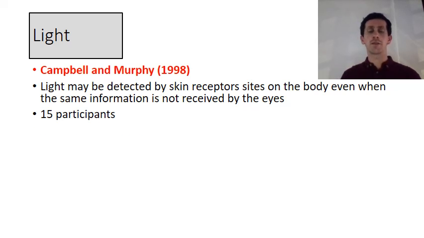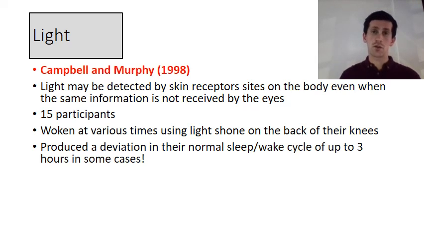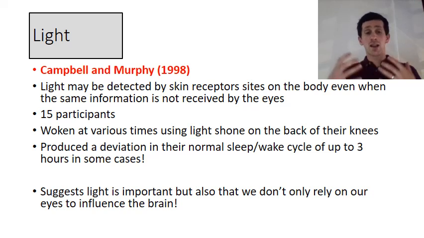So what they did was they got 15 participants and they woke them at various times in the night using light shone on the back of their knees. Okay, so no light was coming through the optical nerve, just light on the back of their knees. And what they found was that this deviated the subjects' normal sleep-wake cycles. Okay, 3 hours it changed it in some cases. So it shows us that light is exceptionally important in the sleep-wake cycle. And we don't even just rely on our eyes to influence the brain. If light is on a receptor on part of our body, then potentially that can influence our sleep-wake cycle as well.